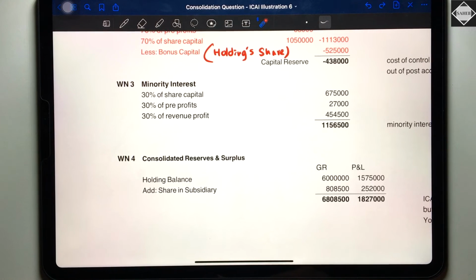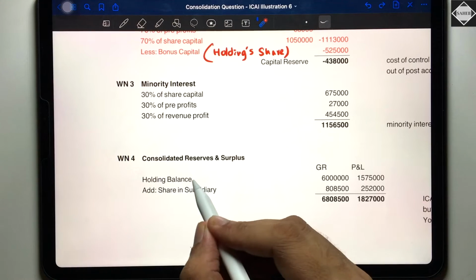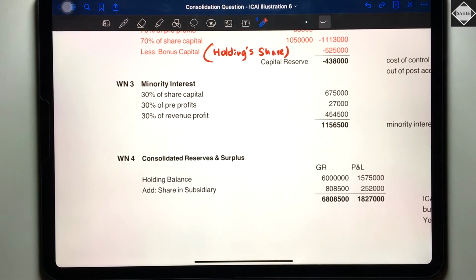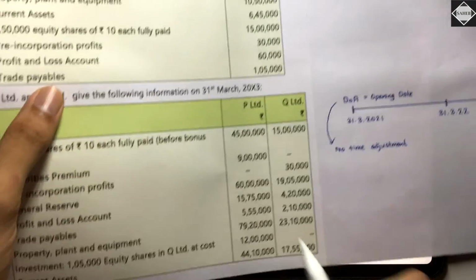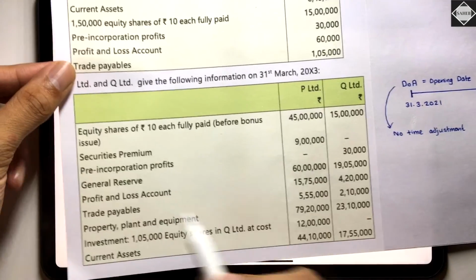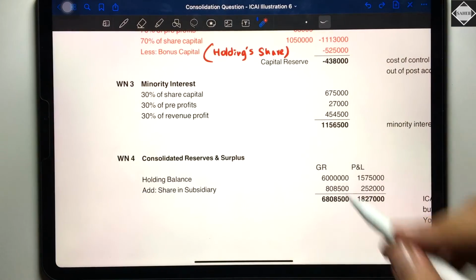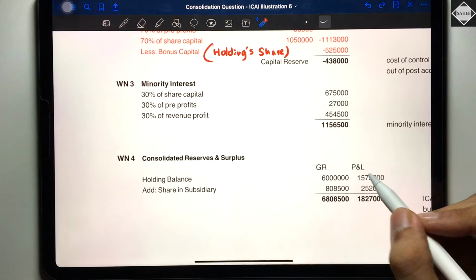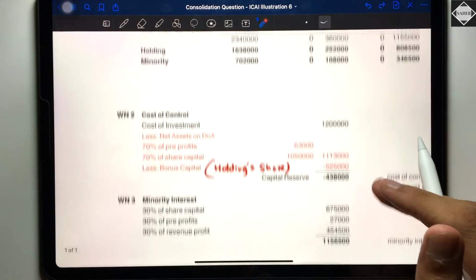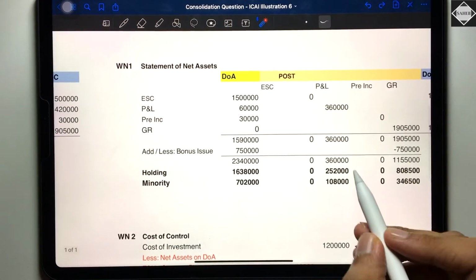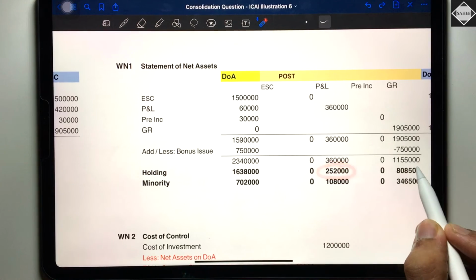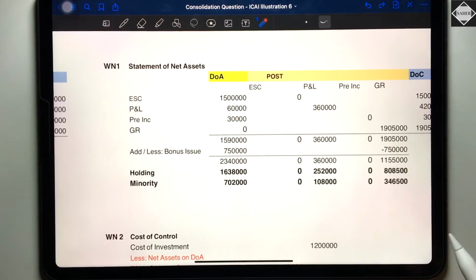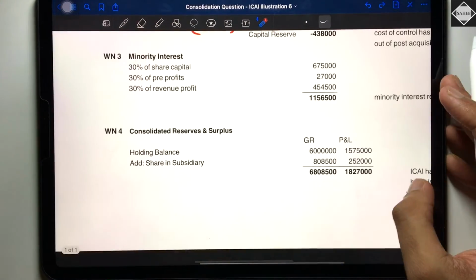Now what's happening over here? The same way, first you have to take the holding balance, that is 60 lakh and 15 lakh 75,000. You will get that from the question. See here, 60 lakh and 15 lakh 75,000, GR and PNL. And then you have to add the post GR and post PNL share of the holding company. That is 2 lakh 52 and 8 lakh 8,500. So just add that.